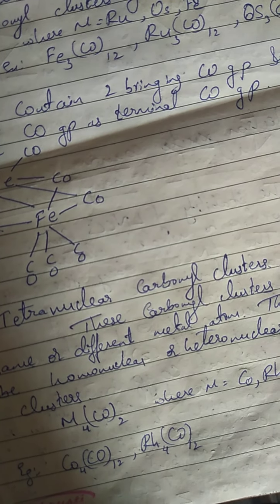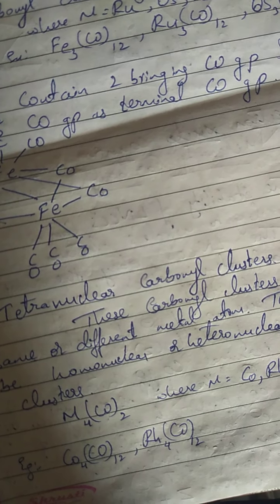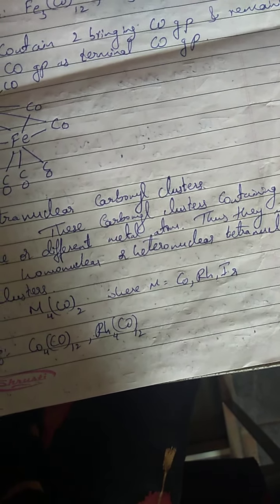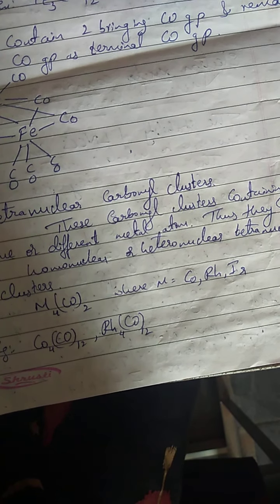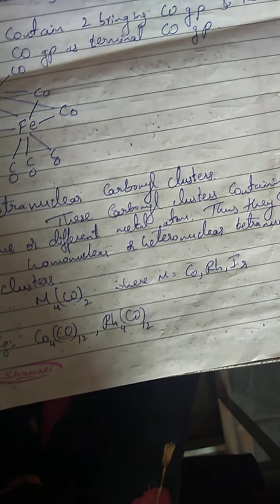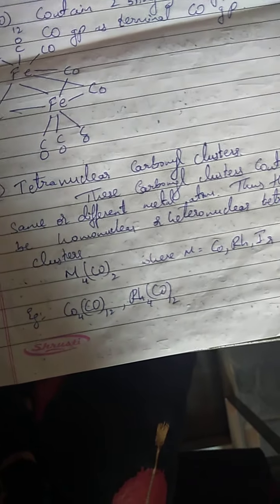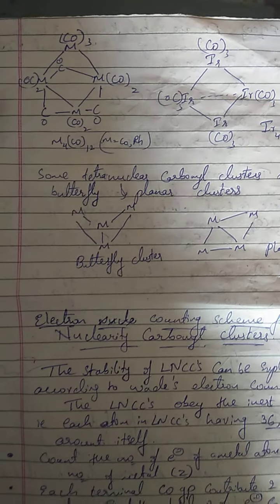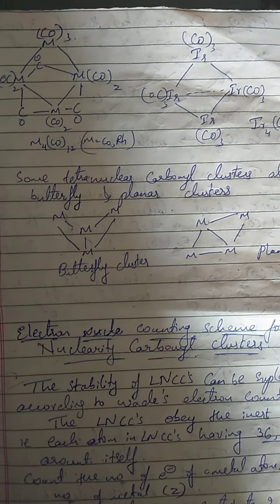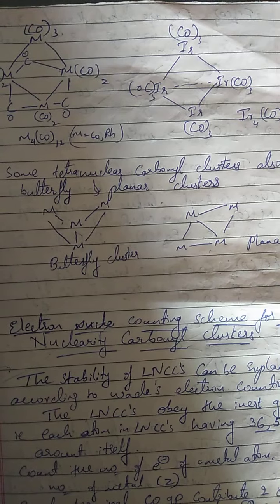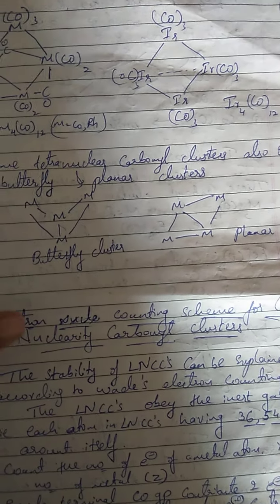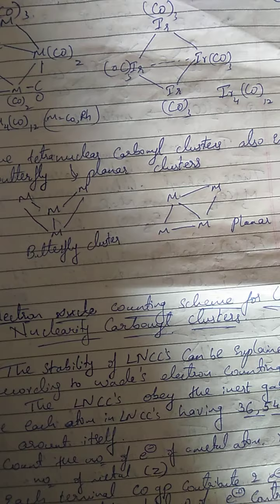Next are the tetranuclear carbonyl clusters. These carbonyl clusters contain four metal atoms of the same or different kinds, so they may be homonuclear or heteronuclear carbonyl clusters. Generally they are represented as M4(CO)12, where M can be Co, Rh or Ir. These are some structure examples. Tetranuclear clusters can have a butterfly structure as well as a planar structure.